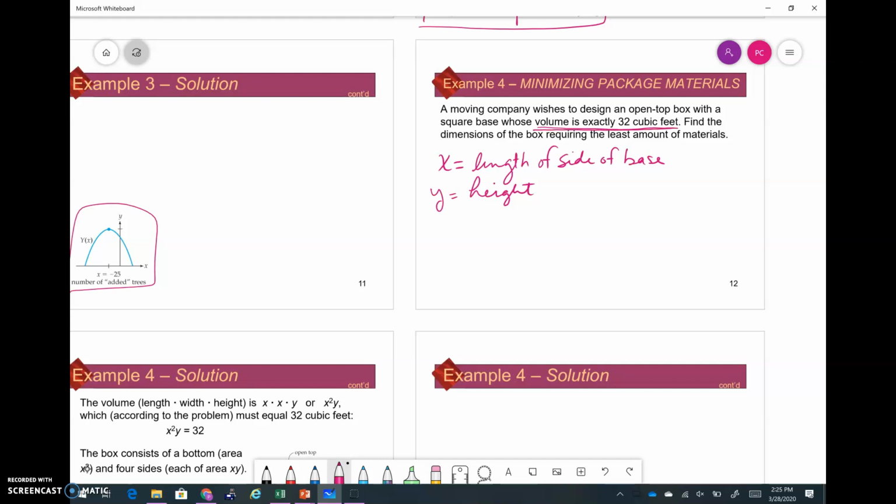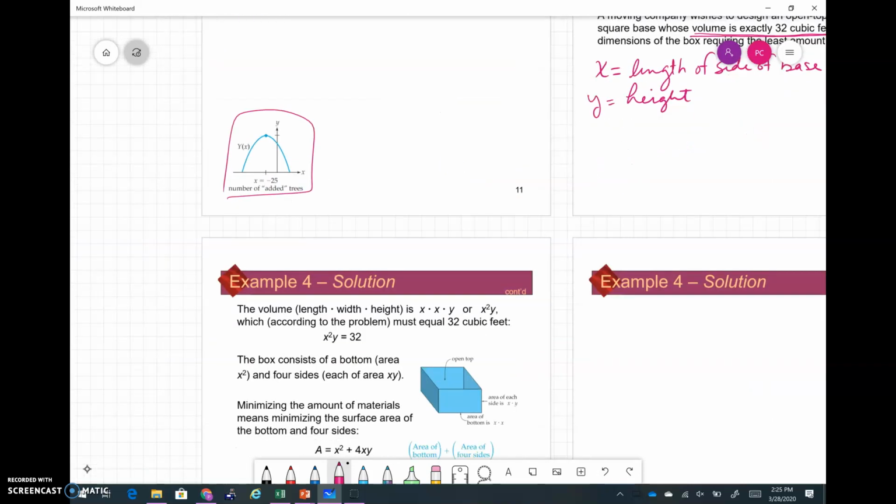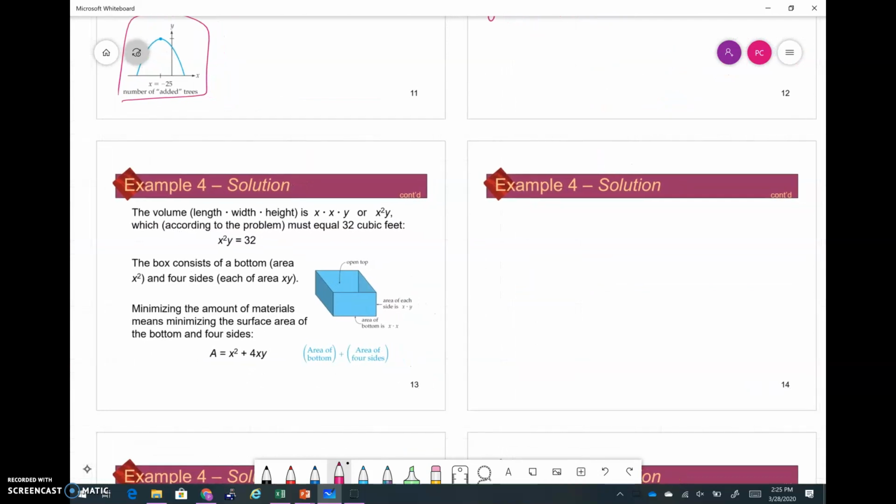We have this volume of 32 cubic feet. If you look at slide 13, the volume, which is the length times the width times the height, which would give us x squared y, has to be equal to 32 cubic feet because that's the dimension that was given. You've got a picture of the box here showing the open top, the bottom and the sides.